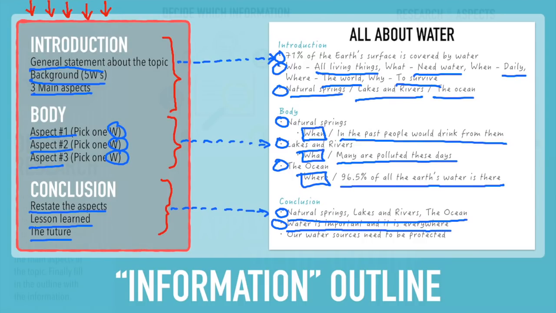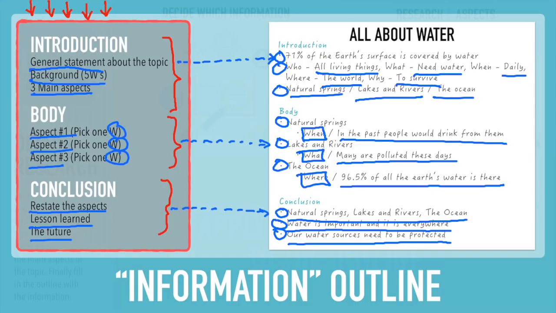And in the future, our water sources need to be protected. So I've given all of the information necessary for the informational essay style outline, okay? And then I can write an amazing paper based on this outline in this order.